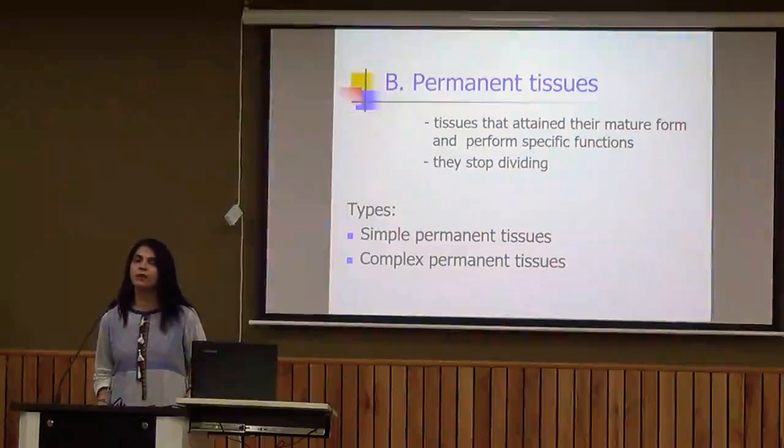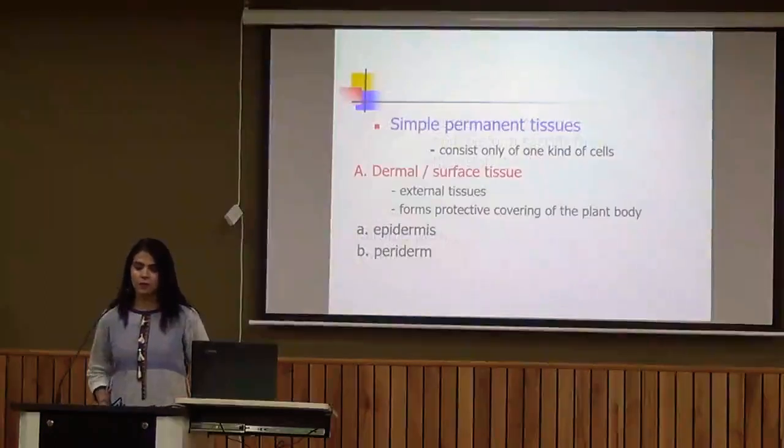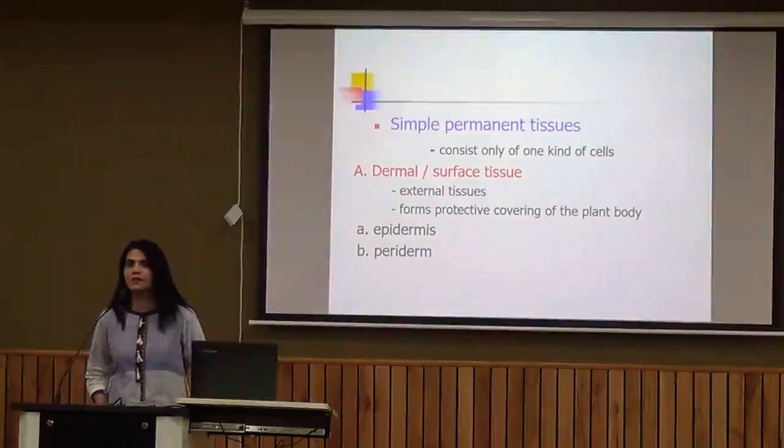Now again we need to classify simple and complex permanent tissue further. Simple permanent tissue consists of only one kind of cell. The first is the dermal or surface tissue, the tissue present on the surface of the plant. Basically, in NCERT and CBSE, we are just going to deal with the epidermis.